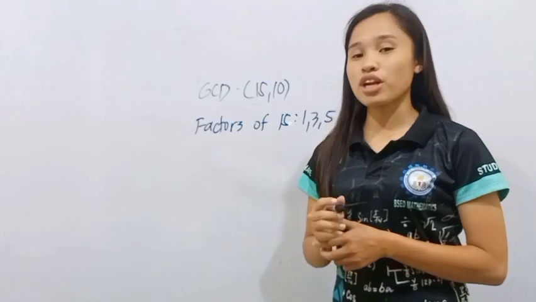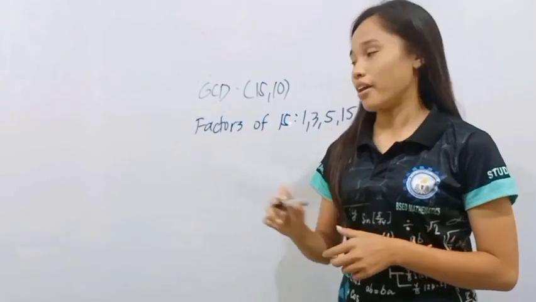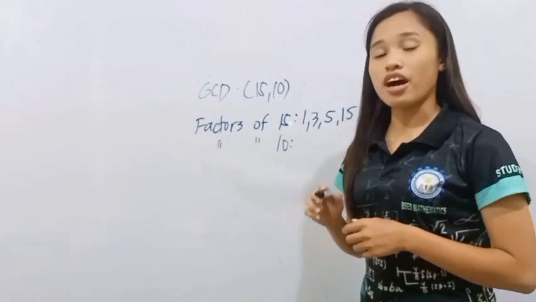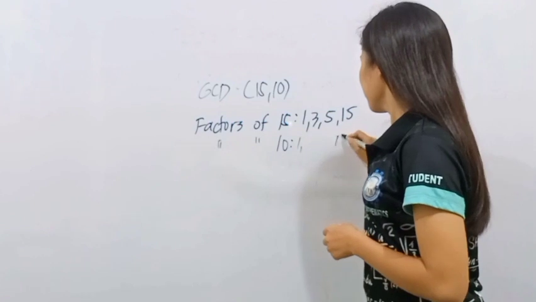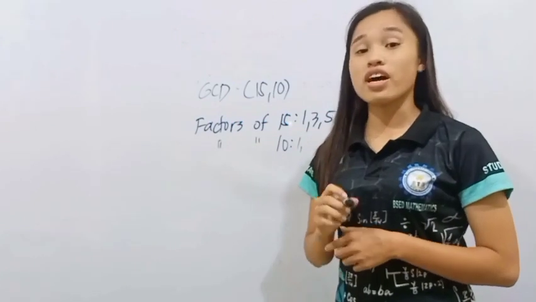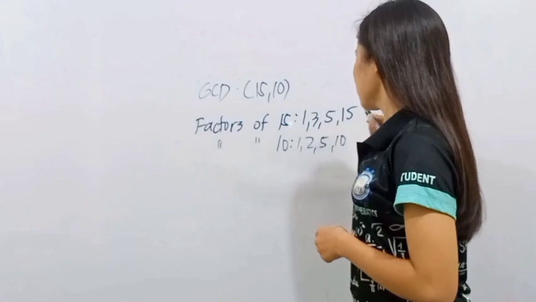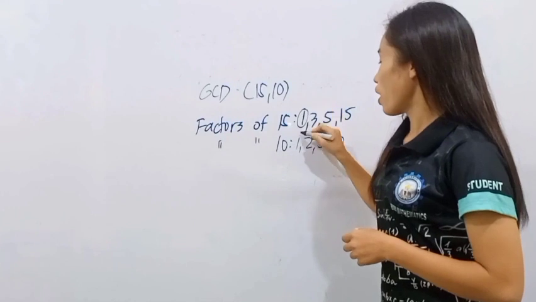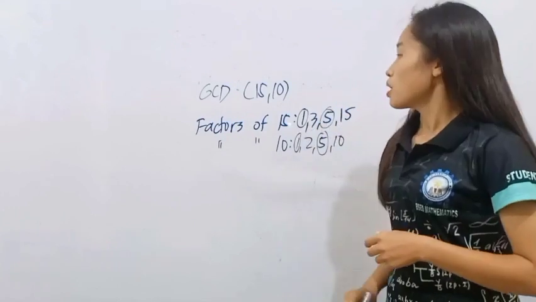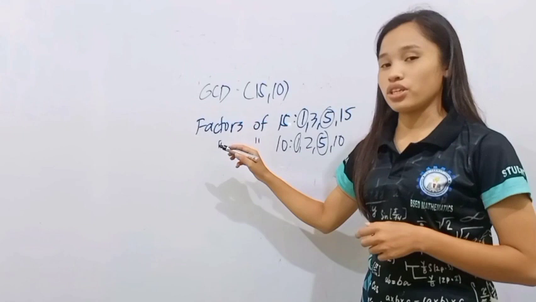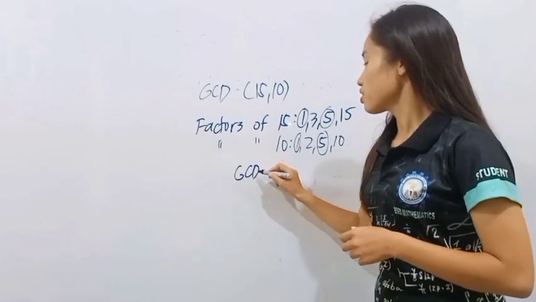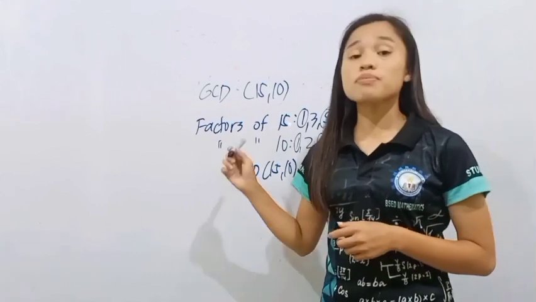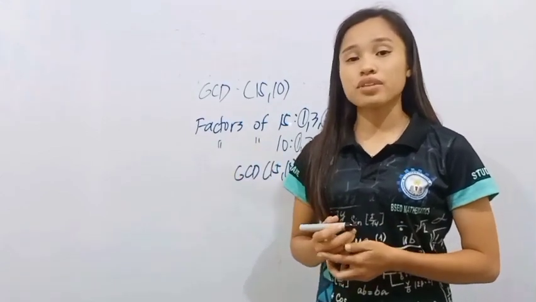Next, let's get the factors of 10. We have 1 and 10, and also 2 and 5. As we can see, the common factors are 1 and 5. But we focus on the greatest common divisor. So, the GCD of 15 and 10 is 5. This method is only applicable to small numbers.